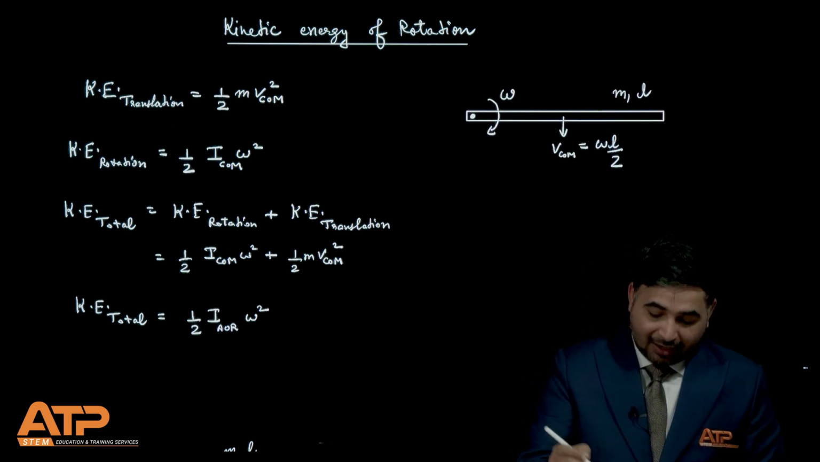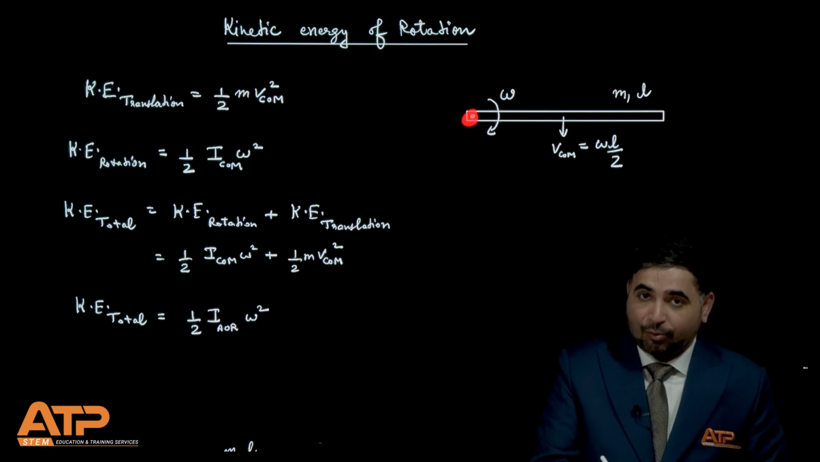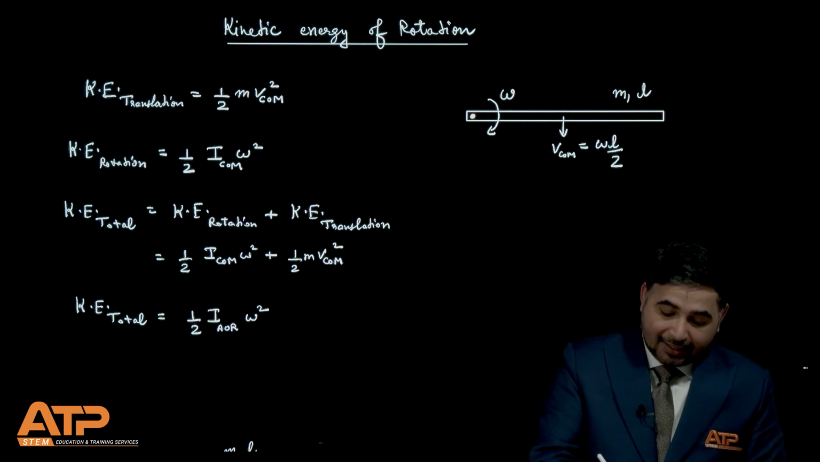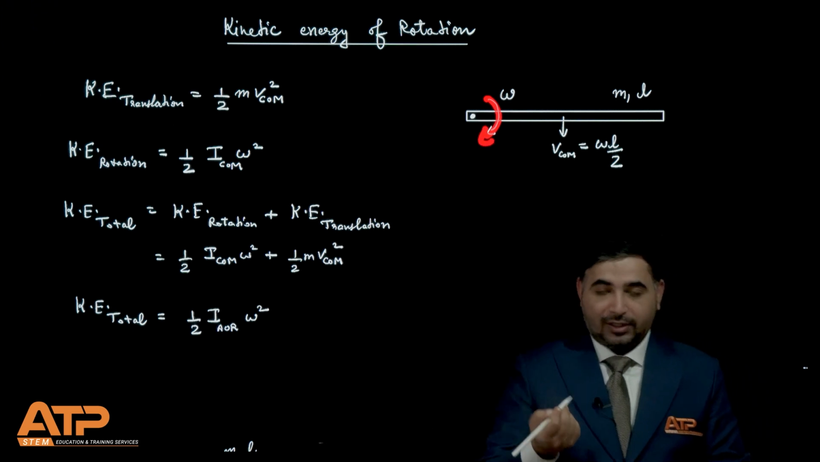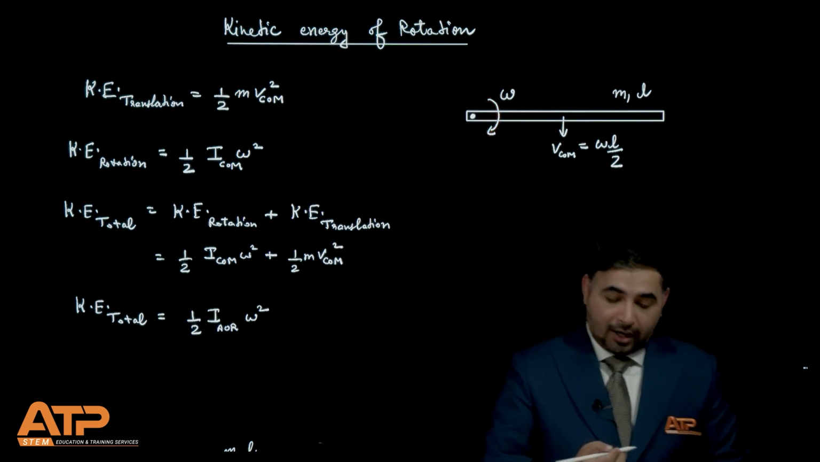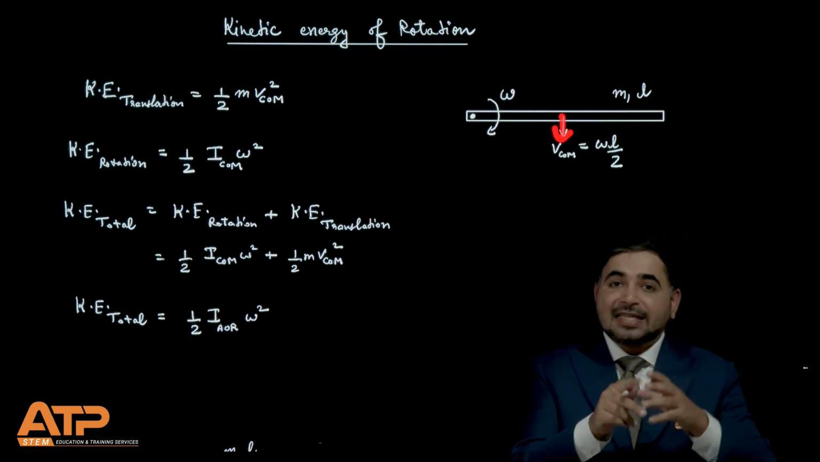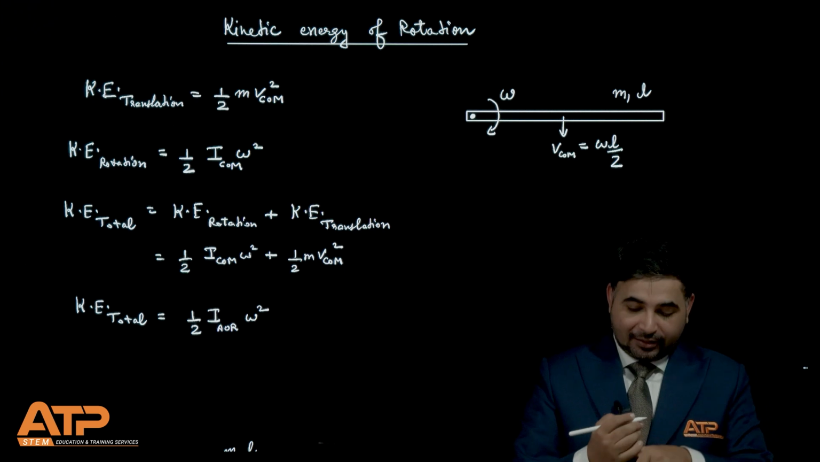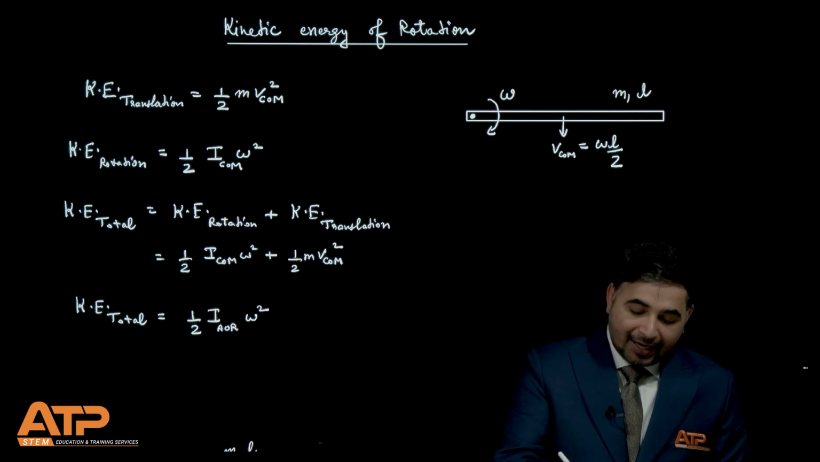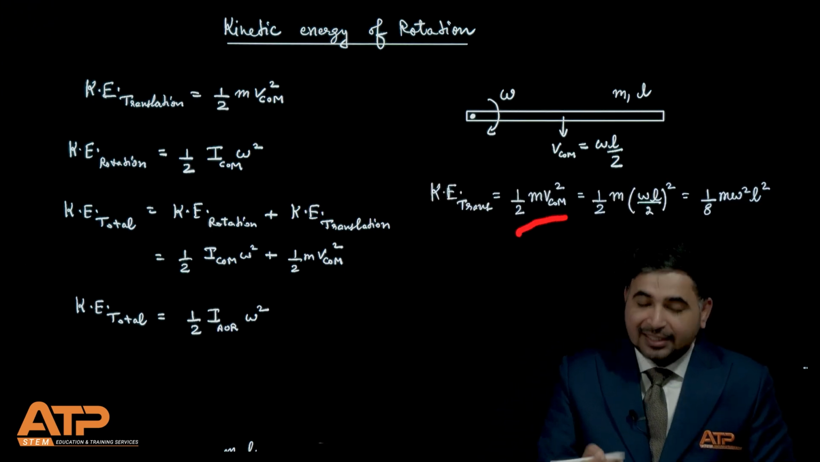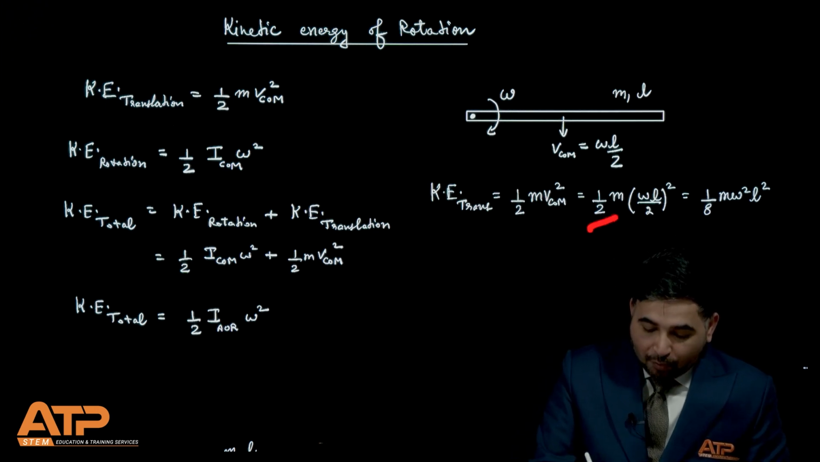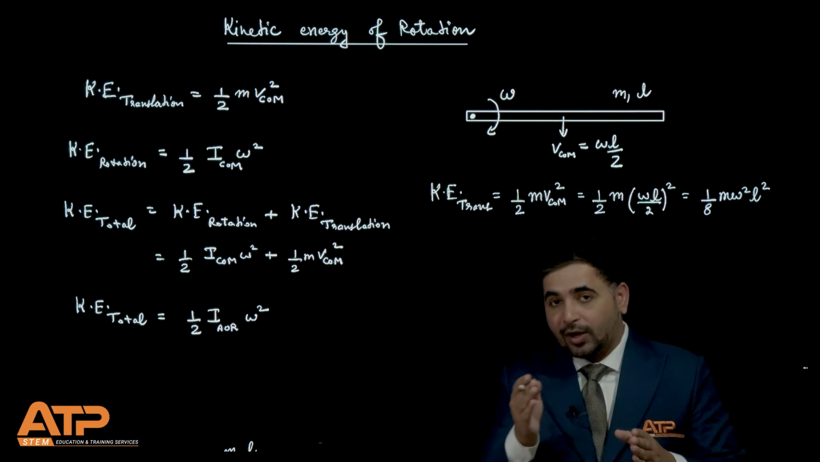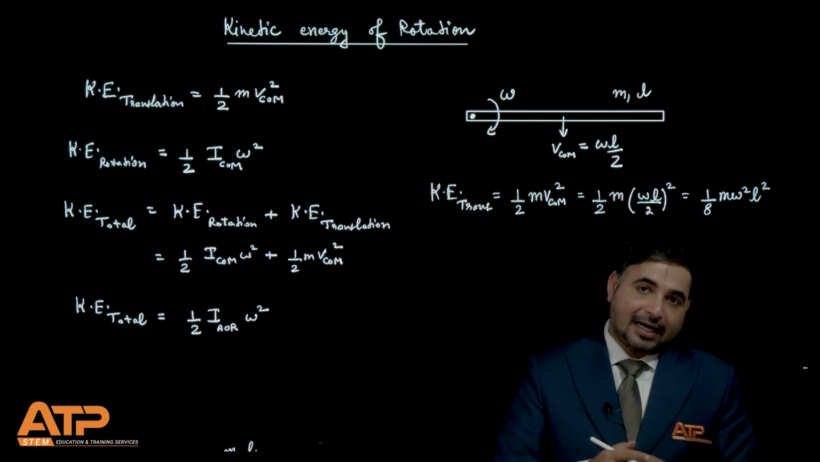Let's imagine that we have a rod which is hinged at this point, the same rod that we were discussing before. It's hinged at this point, and then it is moving with omega about this hinge. If it is moving with omega, then we know that V_COM, v is equal to omega R. That's going to be omega L by 2. This is your V_COM. So what will be kinetic energy of translation? Half m V_COM squared, which is half m (omega L by 2) squared, which is 1 by 8 m omega squared L squared. Okay. What about kinetic energy of rotation?